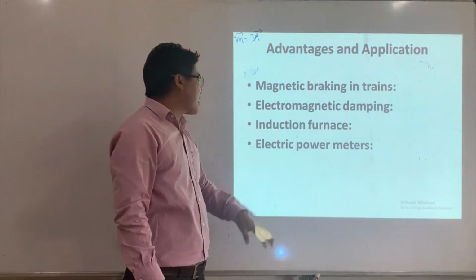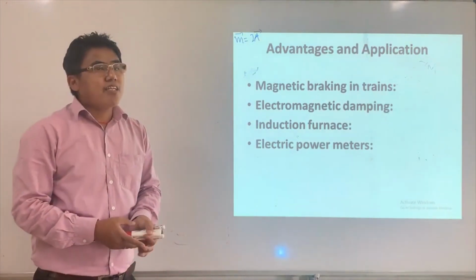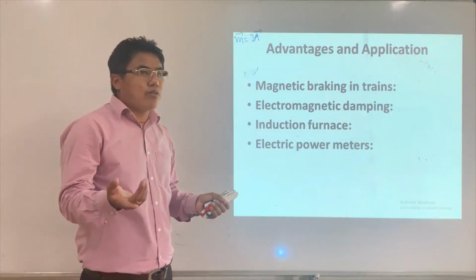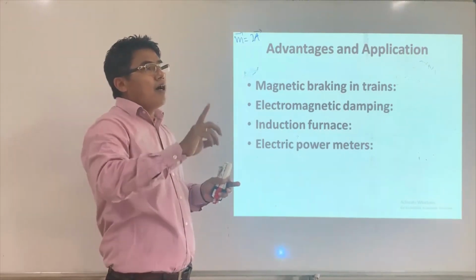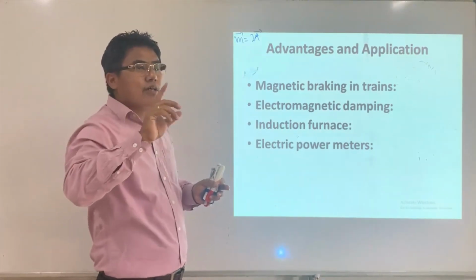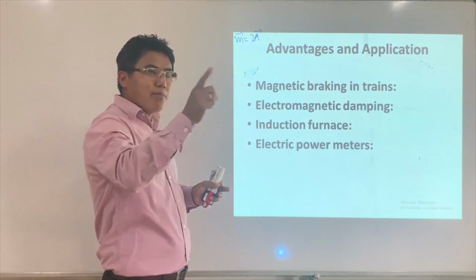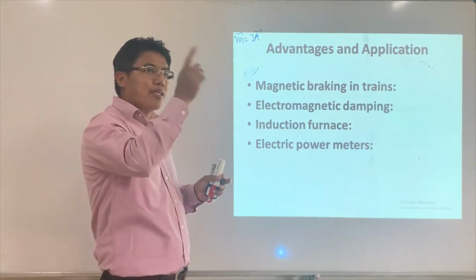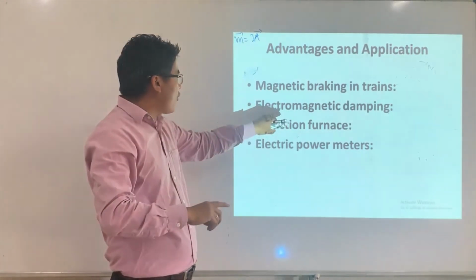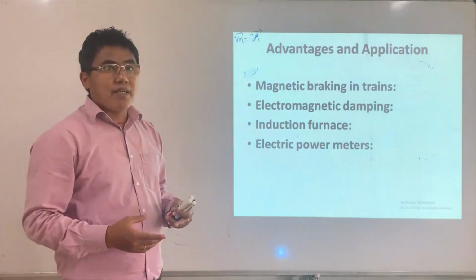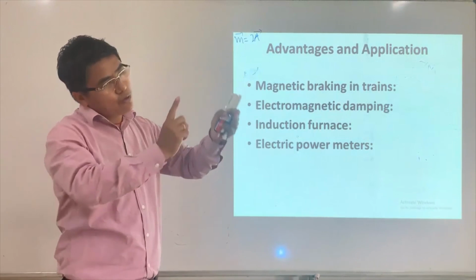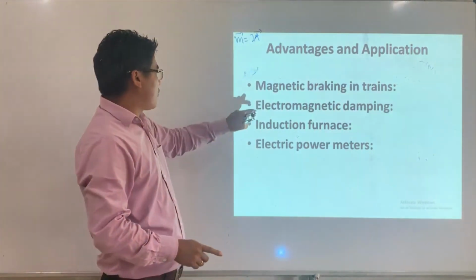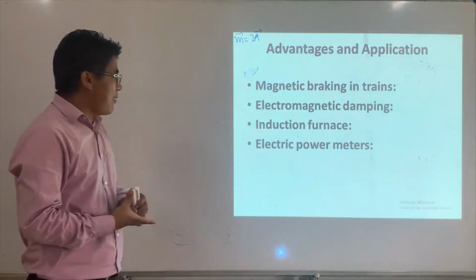Another one is electromagnetic damping, right? Electromagnetic damping means this. You might have come across the galvanometer. When you switch off, the galvanometer comes to rest immediately. Otherwise, it would have to swing. Why it doesn't swing is because of magnetic damping. When it tries to swing, this will try to oppose the swing. So this is what we call electromagnetic damping.